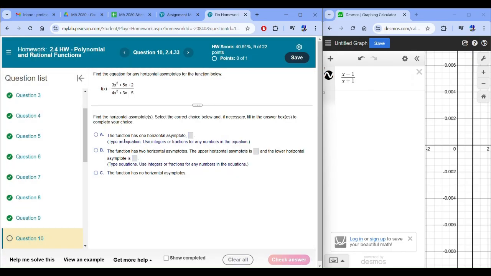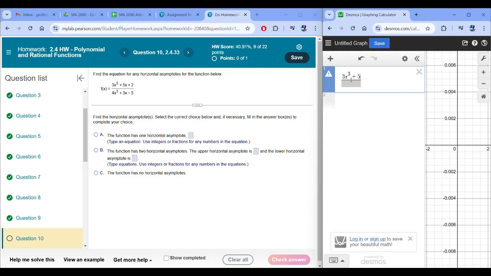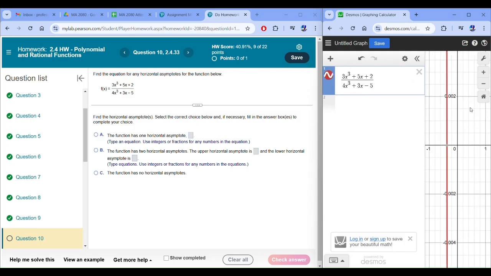Alright, so here, find the horizontal asymptote. To find the horizontal asymptote, I need to set this equal to 0. What makes this equal to 0? I have absolutely no idea what makes that equal to 0. So, what if I were to just create the equation, the fraction 3x to the third plus 5x plus 2 over 4x to the third plus 3x minus 5. That just got so much more difficult so quickly.